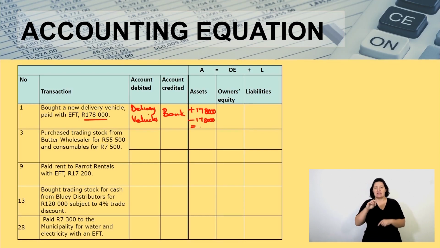us the net effect of 0. Remember, your owner's equity, no effect, liabilities, no effect. All right? Remember, your accounting equation has to balance.